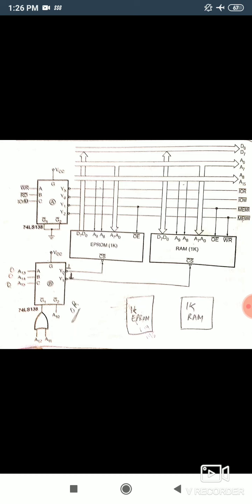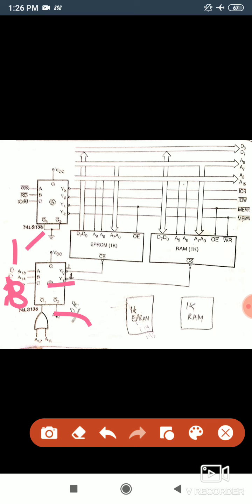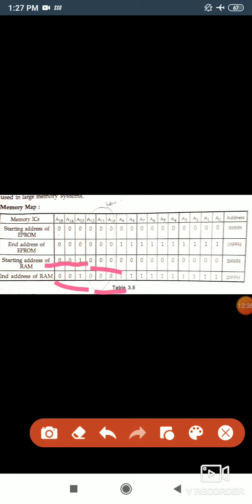For RAM, we have selected Y1, and for Y1 it should be 001. So for 001, what is this? 0, 0 and 1, MSB and LSB. So 001 becomes Y1. Rest, these all are 0. So we will just write here at RAM, 001 and rest are 0. And we will evaluate the hexadecimal address.